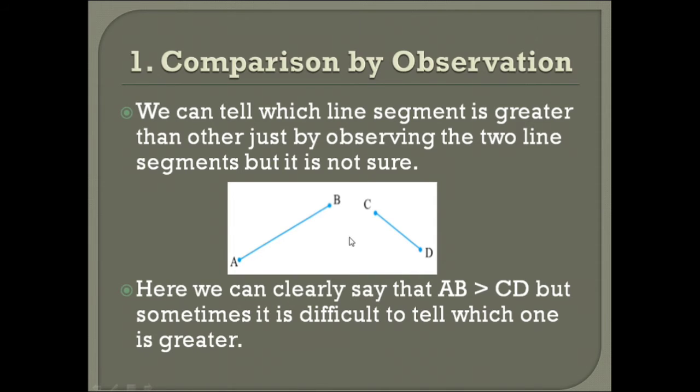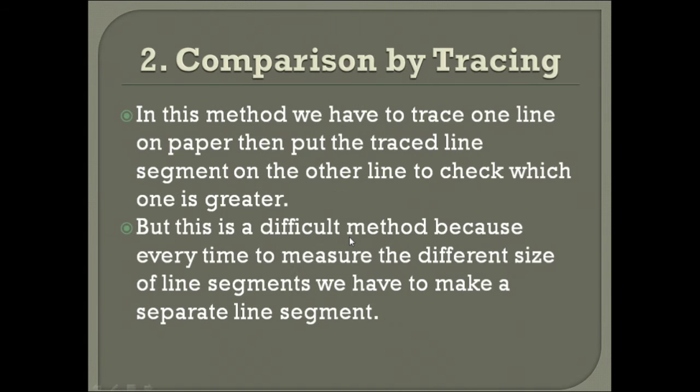So let's see the second method, that is comparison by tracing. Now let's see what we do in this method. In this method, we have to trace one line on paper, then put the traced line segment on the other line to check which one is greater. But this is a difficult method because every time to measure a different size of line segment, we have to make a separate line segment.